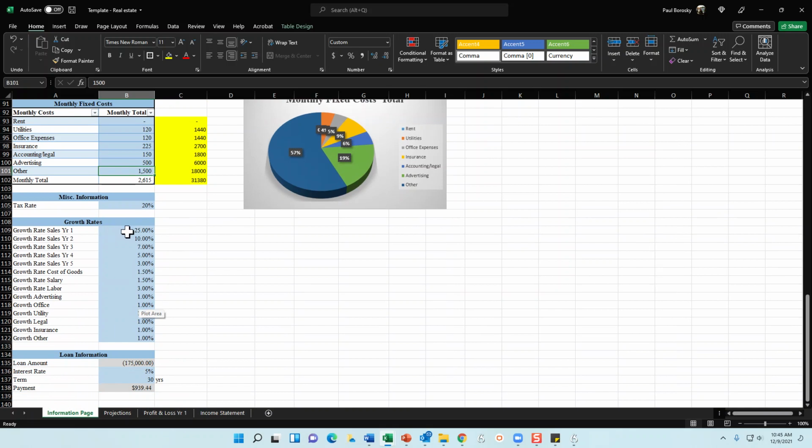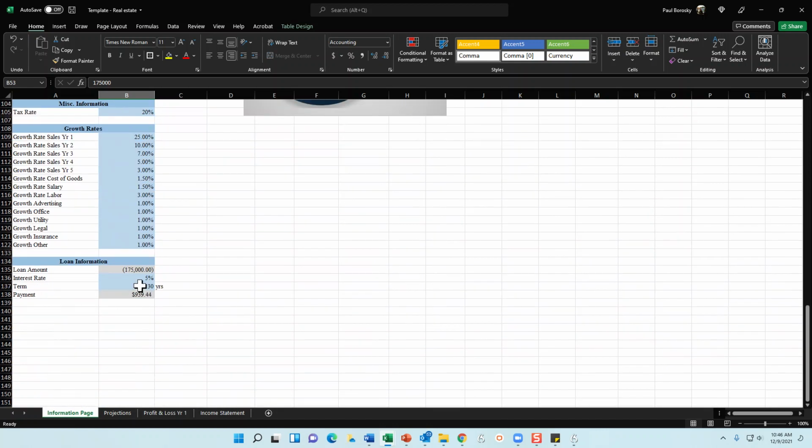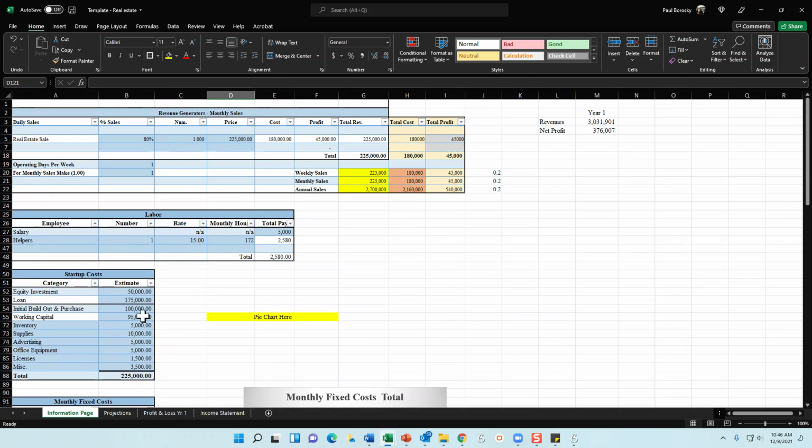Finally, these are going to be your growth rates. I'm anticipating that you're going to be growing your home flipping business at about 25% for the first year, and then for years 2 through 5 it's going to slowly decline in growth. Next, and finally, is going to be loan information right here, which again, whatever number you put right here for the loan amount, that's going to carry down here. You have the chance of changing your interest rate. You also have a chance of changing your term, whatever your term is going to be. And again, that information is going to update accordingly.